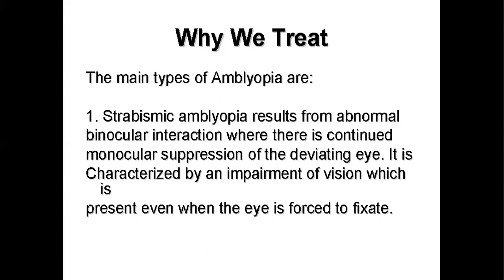So what are the main types of amblyopia? One is strabismic amblyopia, which results from abnormal binocular interaction when there is continued monocular suppression of the deviating eye. For example, if the right eye is deviating continuously, then the image from the right eye will be suppressed in the brain, and that will cause amblyopia in the right eye. And even if the patient fixes with the right eye, still the vision is not good. That is called amblyopia. Whereas suppression is temporary. If the patient fixes with the squinting eye and is able to see clearly, then he is not having amblyopia, he is having suppression.